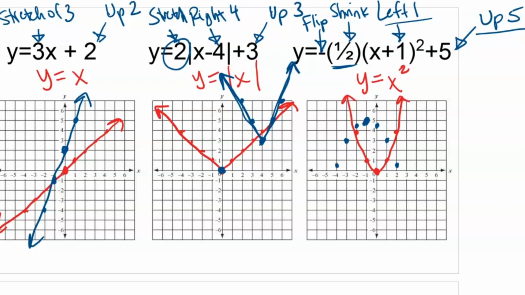I could maybe even keep going. So normally on the parent function, you would go over 4, up 16. So now we're cutting the 16 in half. So I would go over 4 and down 8. 5, 6, 7, 8. So over 4 and down 8. Okay, so then we can draw our parabola. So we took the parent function, we shifted it left 1 and up 5, we flipped it upside down because of that negative, and we shrunk it by a factor of 1/2 because of that 1/2 out front.